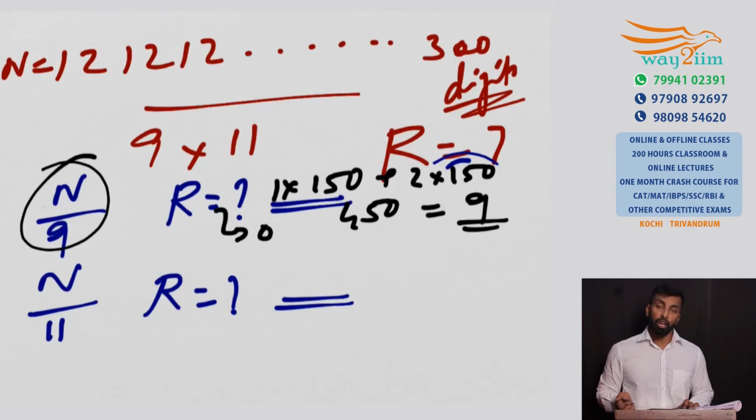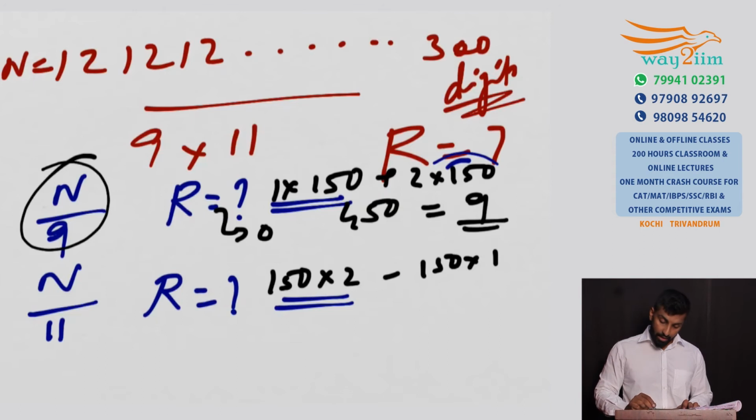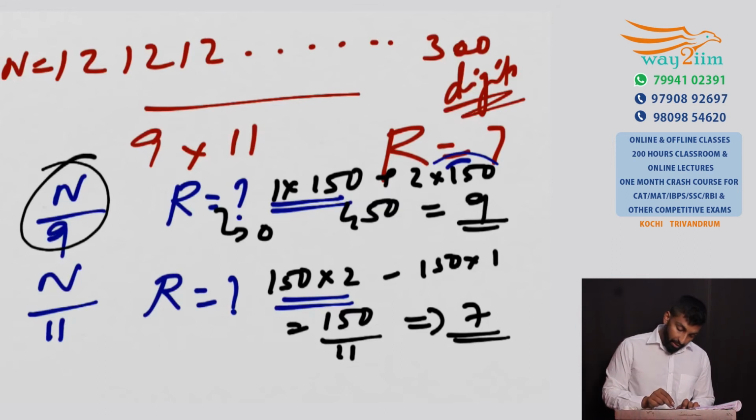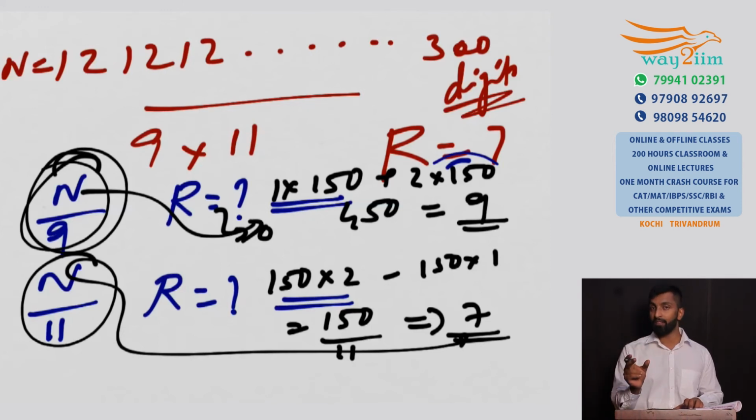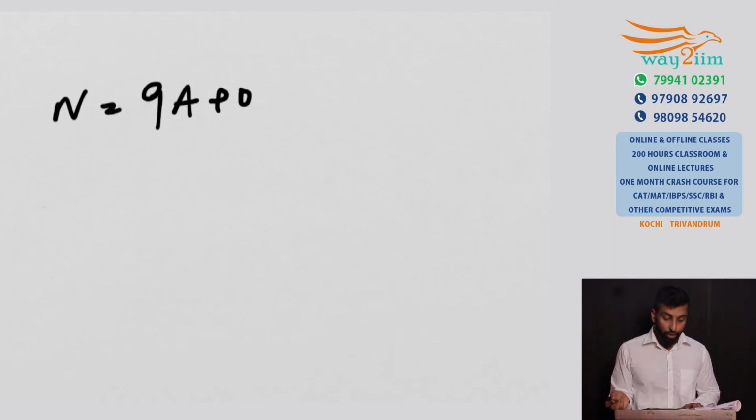Now we need to see 11, right? If you see the remainder when n is divided by 11, how will you do it? 150 times 2 is there, minus 150 times 1 is there, you get it as 150. Now divide it by 11, see what is the remainder, you get it as 7. So when n is divided by 9 you get 0 remainder, when n is divided by 11 you get 7 remainder. Now based on this you can rewrite n, and find a smaller but similar value of n. N is equal to 9a plus 0, which is also equal to 11b plus 7.